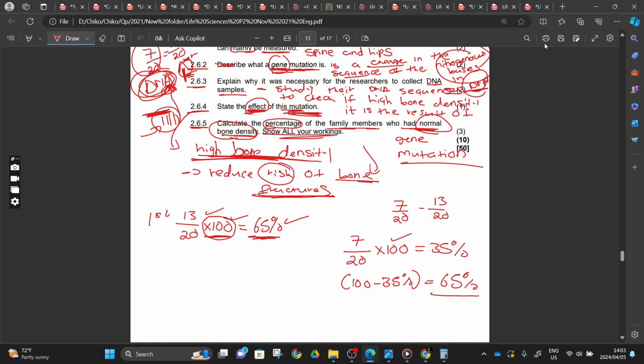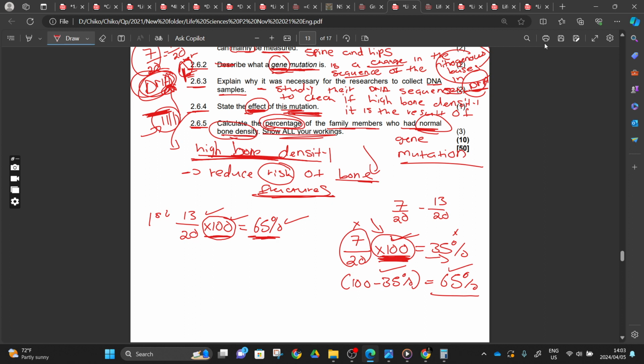Then these 3 marks, they are going to give you this one here. Because they said calculate the percentage, you having an idea that we need to multiply our fraction by 100% to get a percentage means that you understand the question. We will give you this one, and where are the other 2 coming from? Because this one is wrong, we are going to give you 1 here, and we are going to give you 1 here.